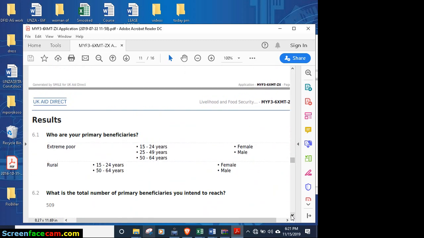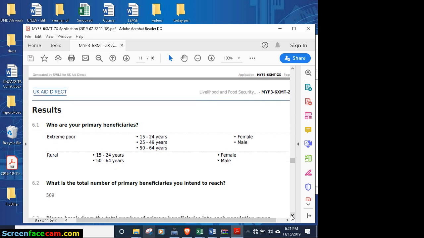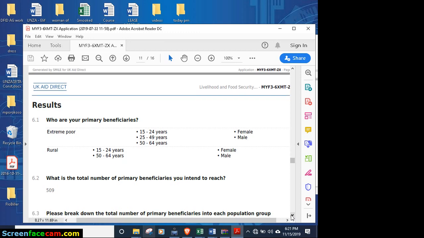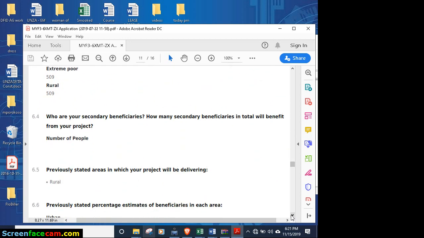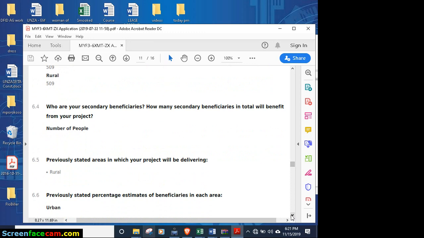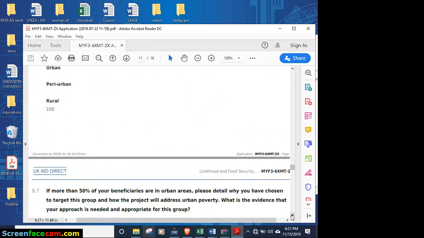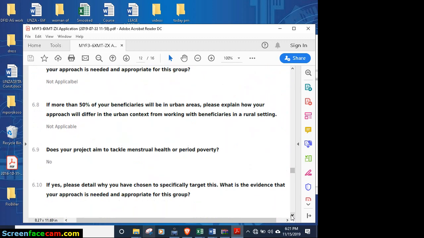Results. So now here we come into the M&E part. Again, talking about who our beneficiaries are, being able to detail them according to specific disaggregation of age ranges and disaggregation of gender, male and female. What our total beneficiaries numbers are. Okay, so it's all about beneficiaries.